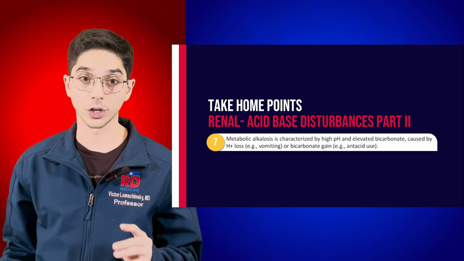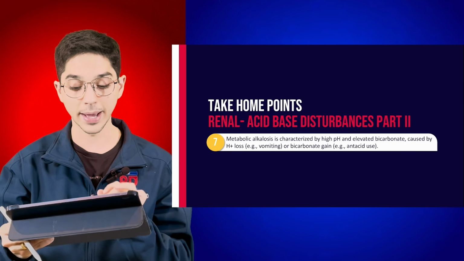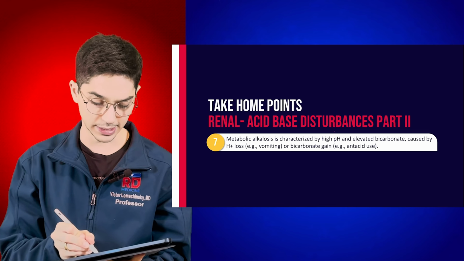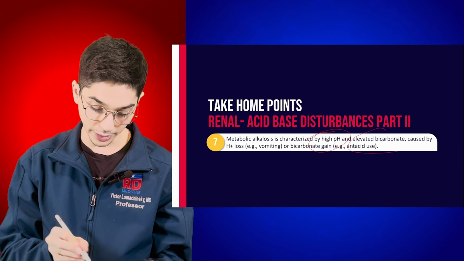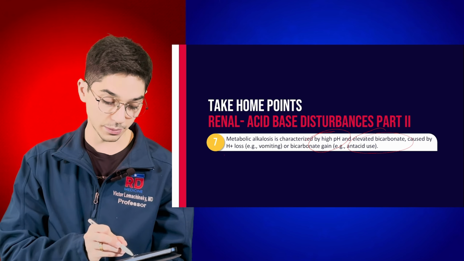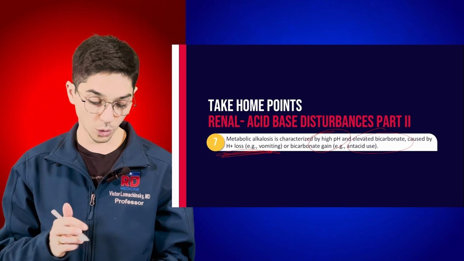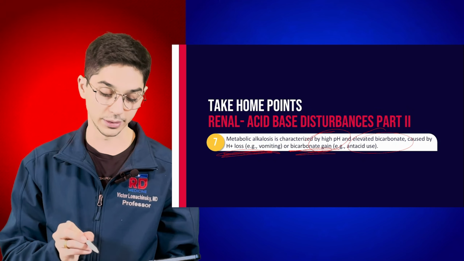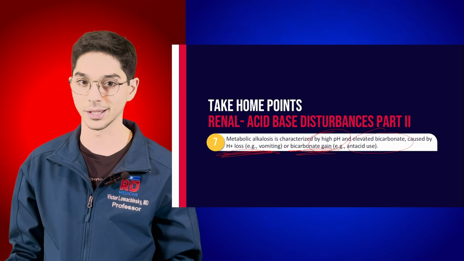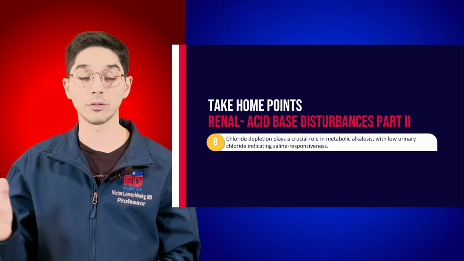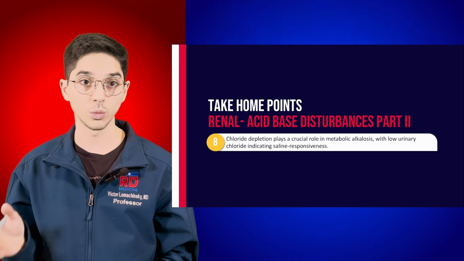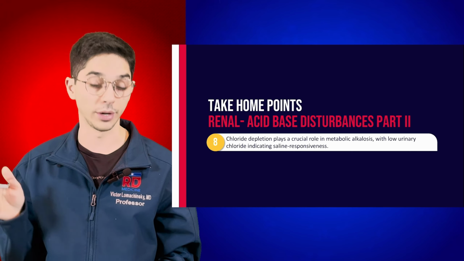And finally, we also talked about metabolic alkalosis. Now, metabolic alkalosis is characterized by this high pH and elevated bicarbonate. This is caused either because you're losing H+, like let's say you're vomiting, or because you're gaining bicarbonate. Let's say you're using a lot of antacids. Regardless of the cause, whenever we are assessing metabolic alkalosis, we always need to look at the urinary chloride.